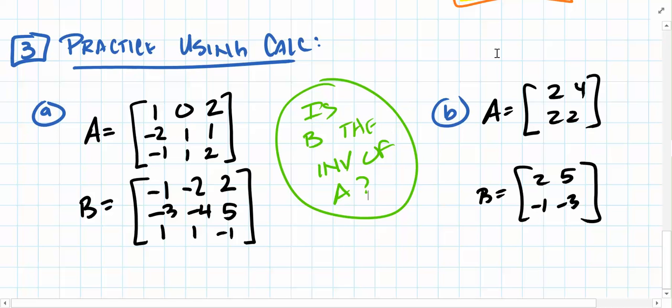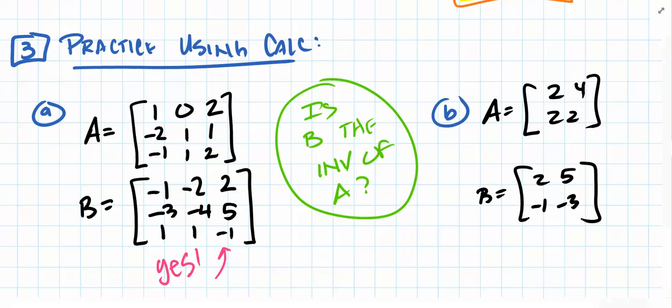So, example A, what did you find out? Is B the inverse of A? That's the question that we're trying to answer. Is B the inverse of A? Okay, you say yes. Why? Yes, B is the inverse of A. What did you do to determine that? So you plugged in A, and then you found the inverse and got B. Did anyone do anything differently?